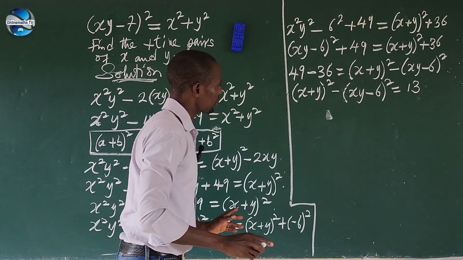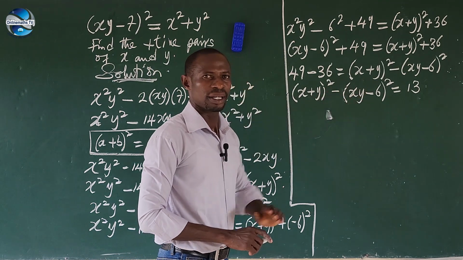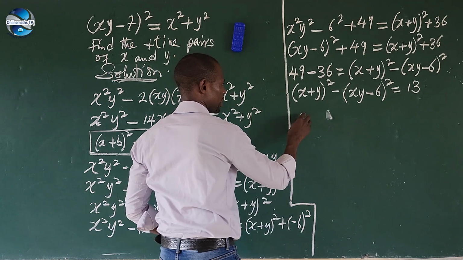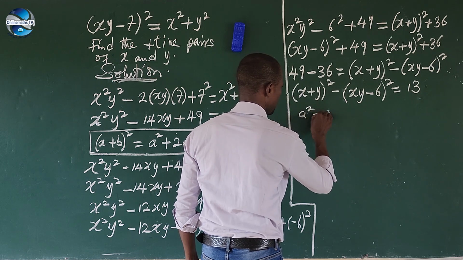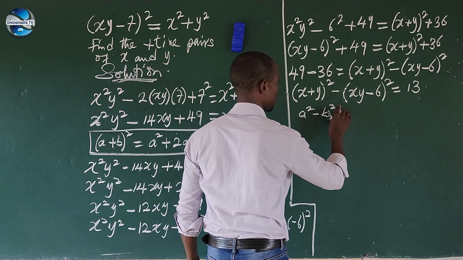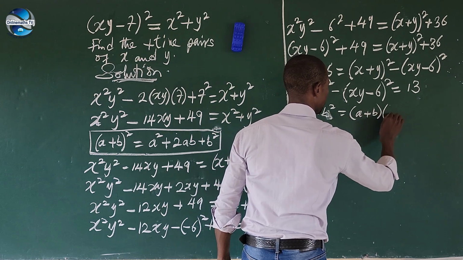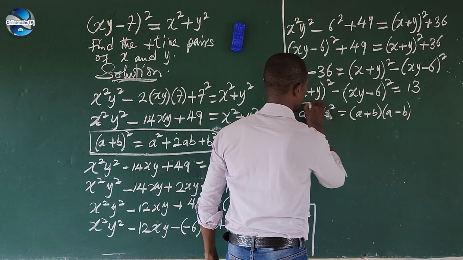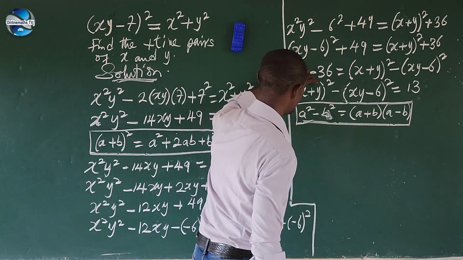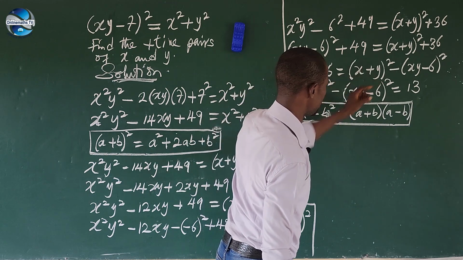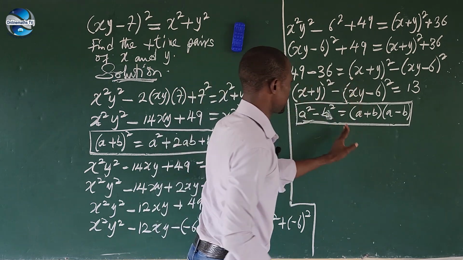So look at what we want to do now. If you check this very carefully, this is a difference of two squares. Remember, if you have a squared minus b squared, this is equal to (a plus b)(a minus b). This is another special identity we're going to make use of here. So the whole of this is our a, the whole of this is our b. Let's express this in this format.